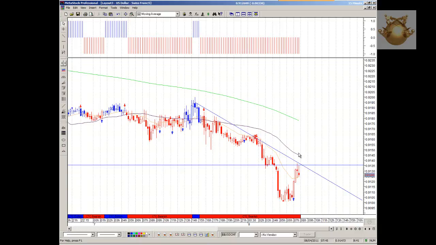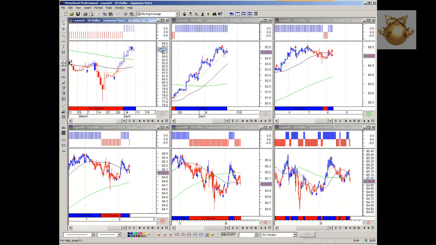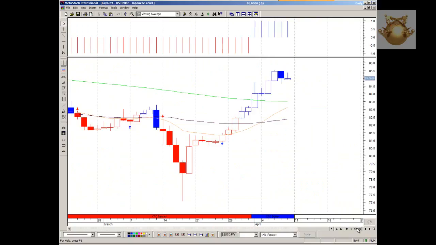Price has got to stay below the 50 and the 200 and the trend line at 0.9135 to see further downside movement. Your first target would be 9100, and then further downside movement. Next up is the last pair of today, US dollar against Japanese yen.